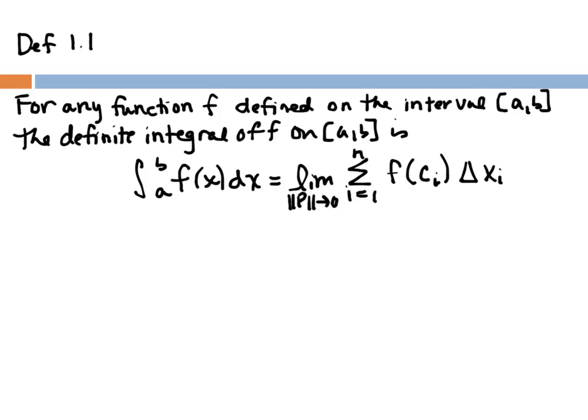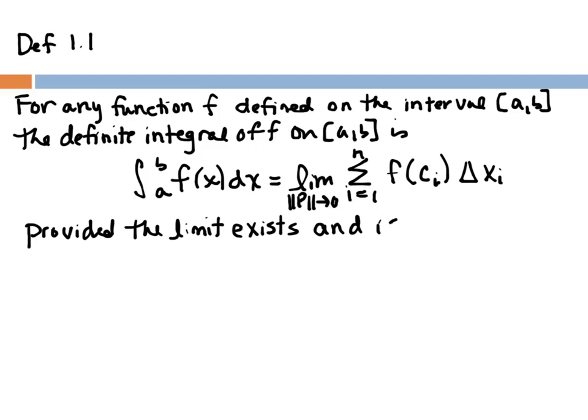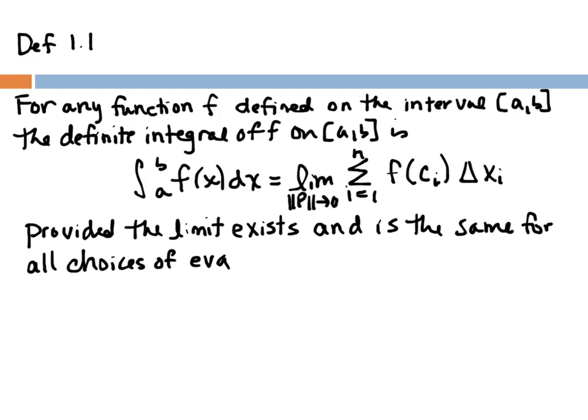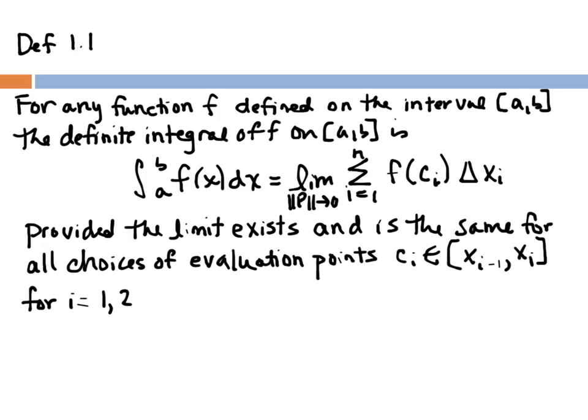A couple of things just to be clear about. This is provided the limit exists, and is the same for all choices of evaluation points c sub i on the interval x sub i minus 1 to x sub i, for i equals 1 all the way up to n.